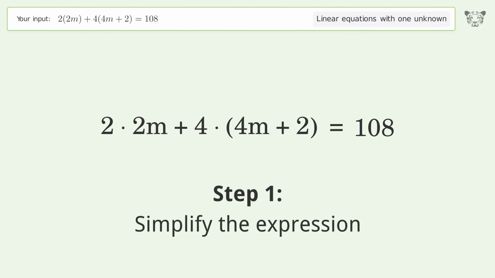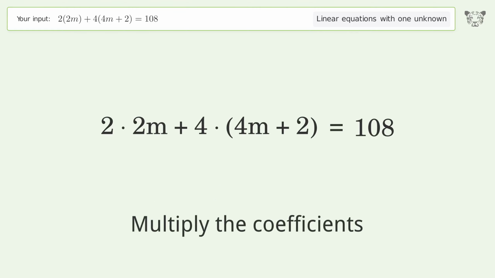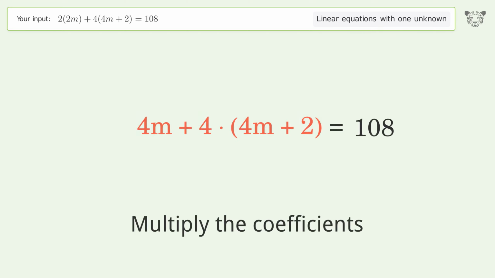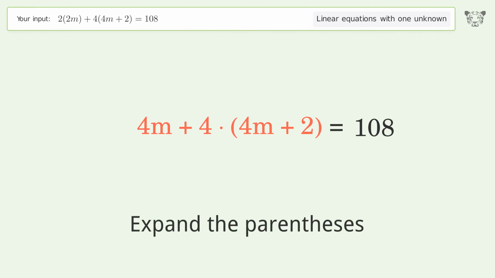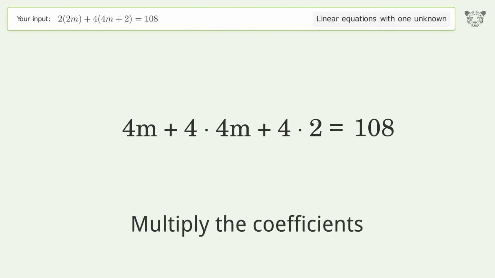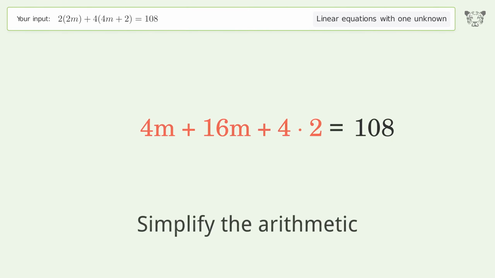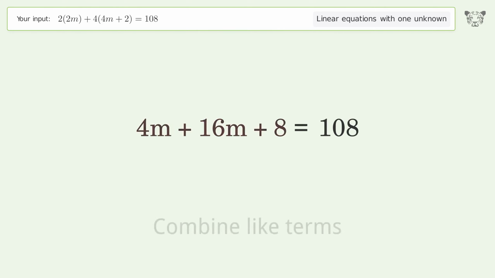Simplify the expression. Multiply the coefficients. Expand the parentheses. Multiply the coefficients. Simplify the arithmetic. Combine like terms.